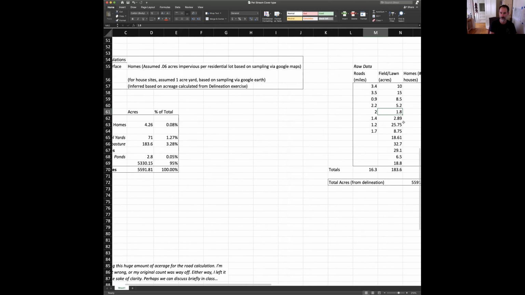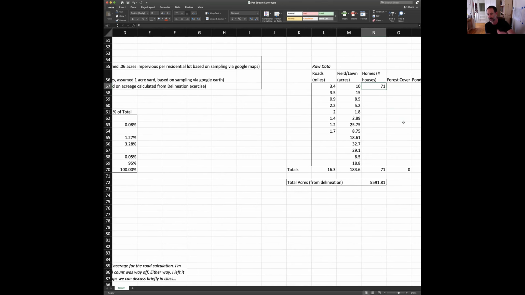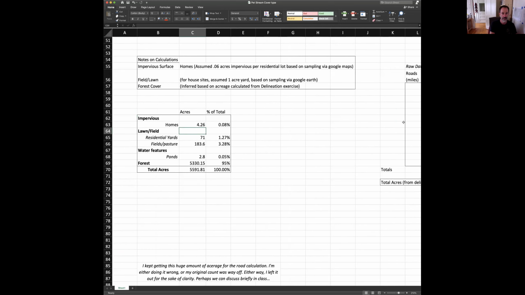On the subject of formulas again, since I do have number of houses quantity over here in cell N57, I can come over here and hit equals N57, and it will just be referencing that initial cell. But if I was looking at the spreadsheet and saw residential yards, and I went back to where you got the 71, I'd say, well, that's the number of houses. You're referencing the number of houses. That's all you're doing.